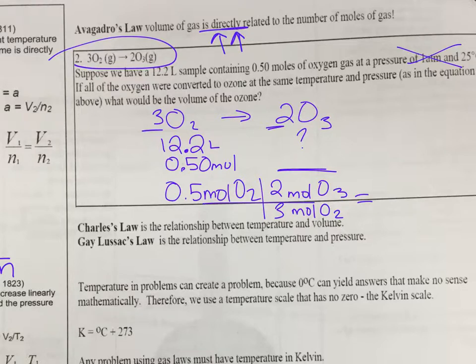So looking at that, you know that 0.5 times 2 is 1, divided by 3 would be about 0.3333333. You should be able to do that mental math. So we have that moles. Now we're ready to plug in. So we have V over N is equal to V over N, and we're going to start solving.